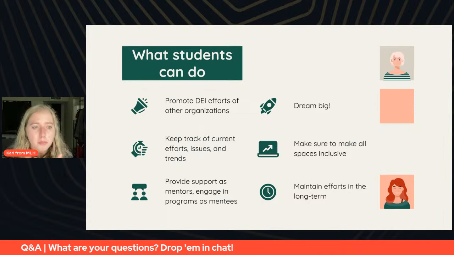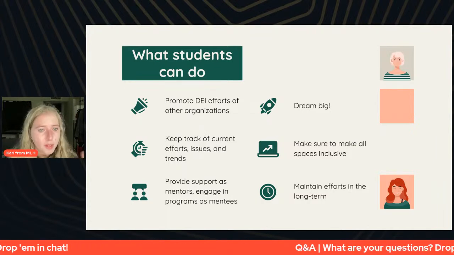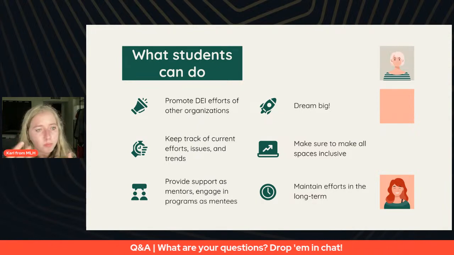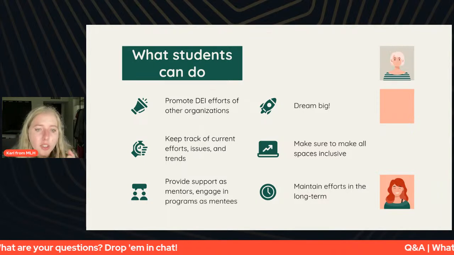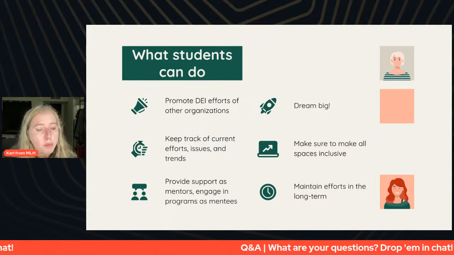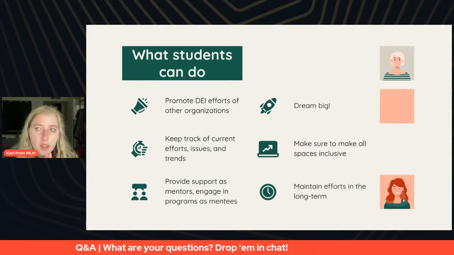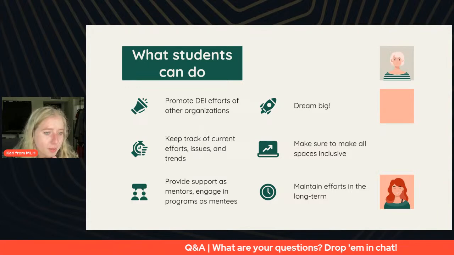For example, me being here. We're promoting Tech Together and the idea behind it, promoting the DEI of Tech Together and MLH, and what it looks like for us. We keep track of current issues, efforts, and trends. We realize what the most common problems are that younger students are facing. It's really important for us to have an idea of the things that are happening. We also provide support as mentors and engage in programs as mentees.